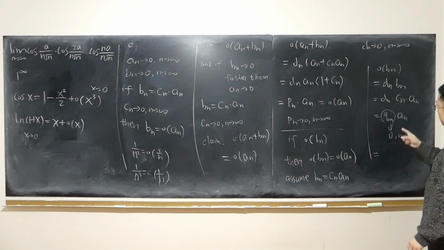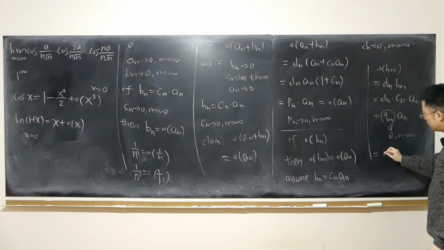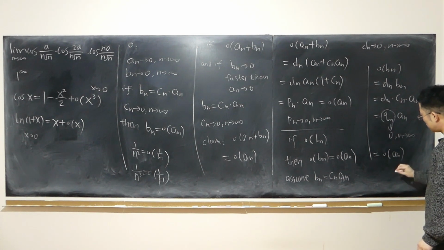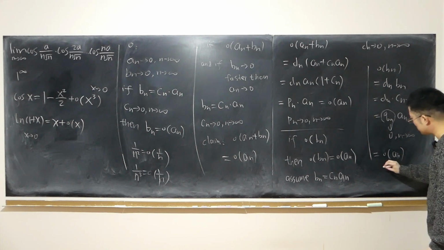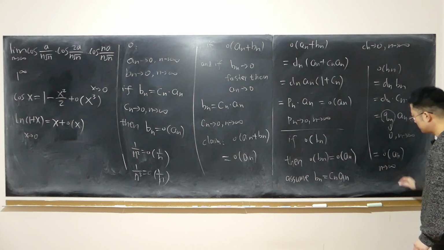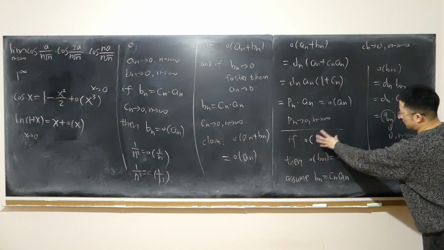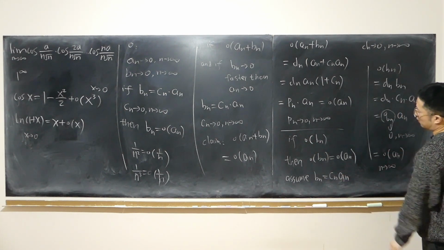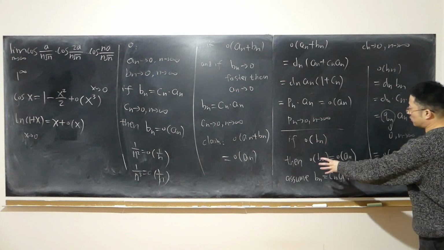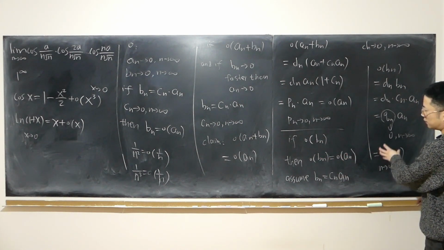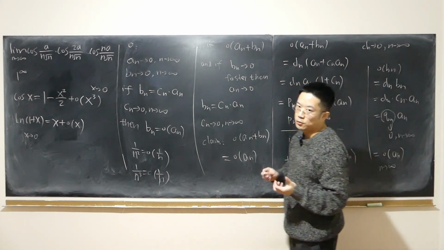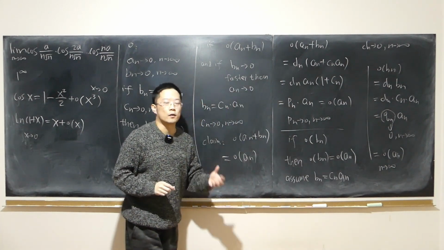So, according to the definition, it's really little o of An as n approaches infinity. Right? Little o of some faster guy is always little o of the slower guy. But it's not the other way around, right? Little o of the slower guy cannot be written as little o of the quicker guy.